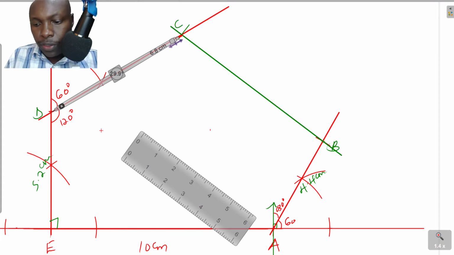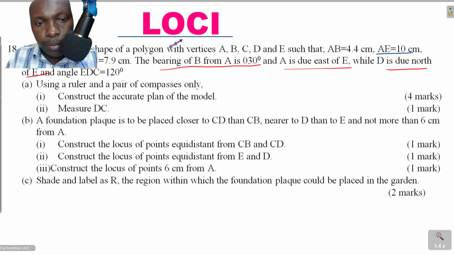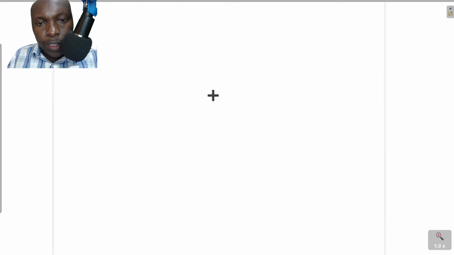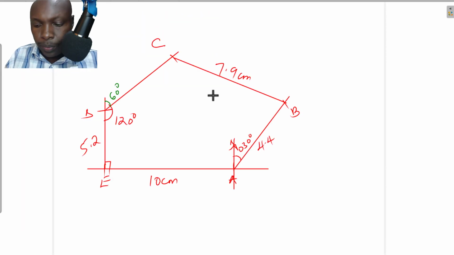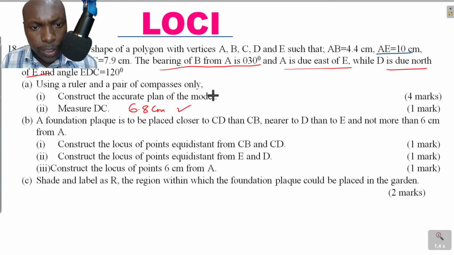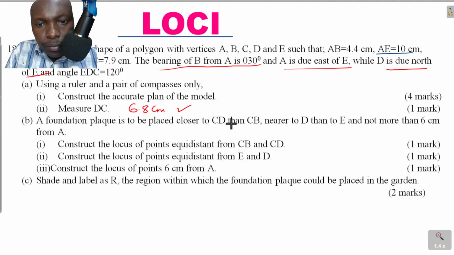So we've answered the first one. This one is 6.8 centimeters. Then let's go to the other part. Now a foundation plaque is to be placed closer to CD than CB, nearer to D than to E, and not more than 6 centimeters from A.